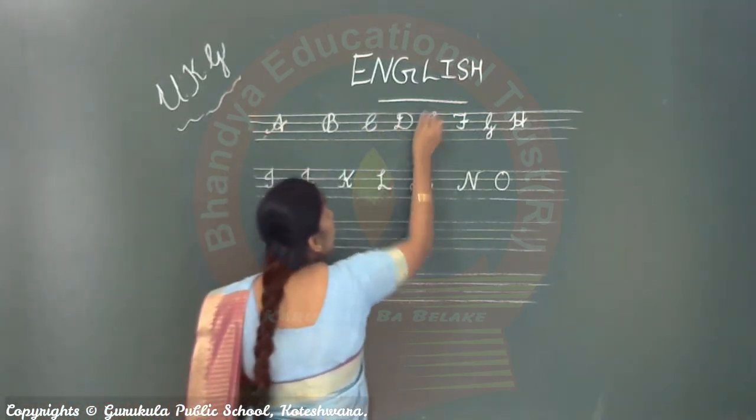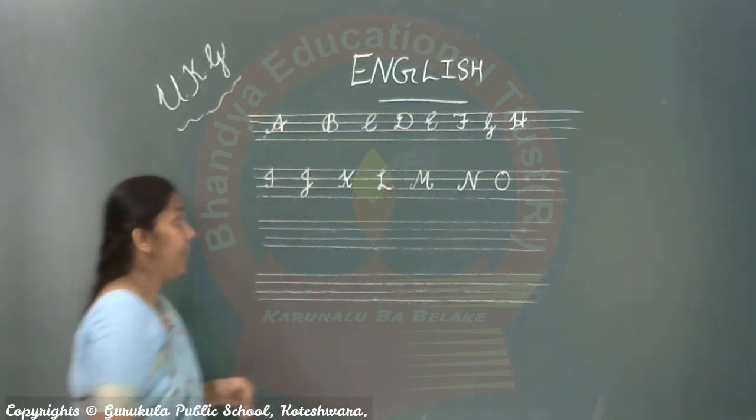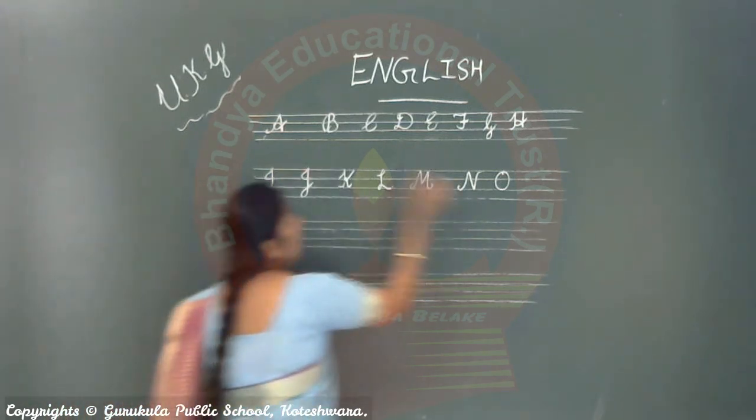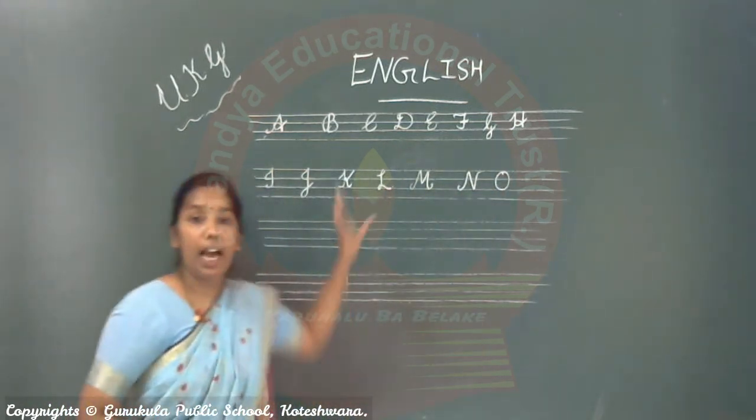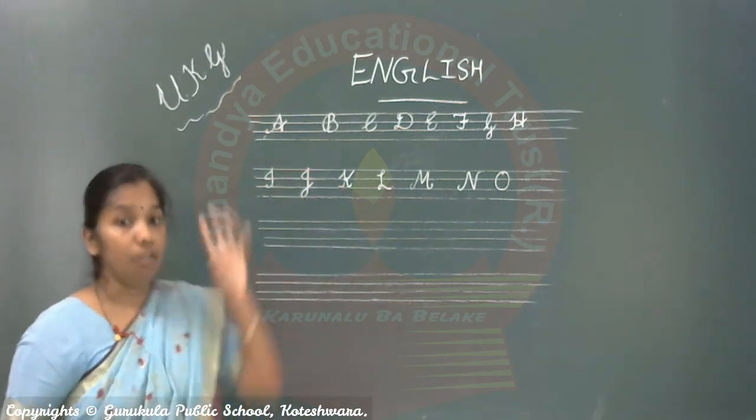Then you have E. Yes, you have I and O. A, E, I, O are vowels, right?